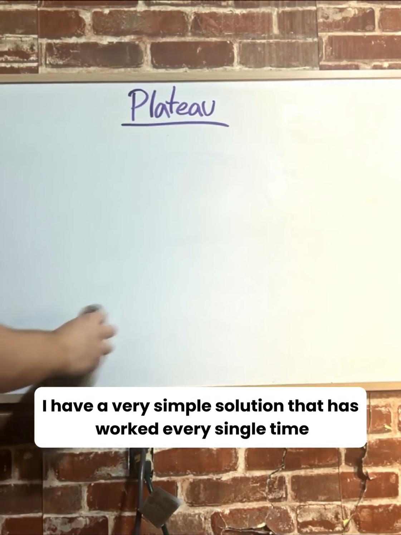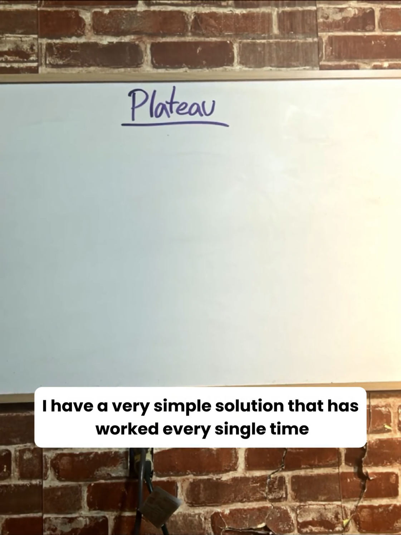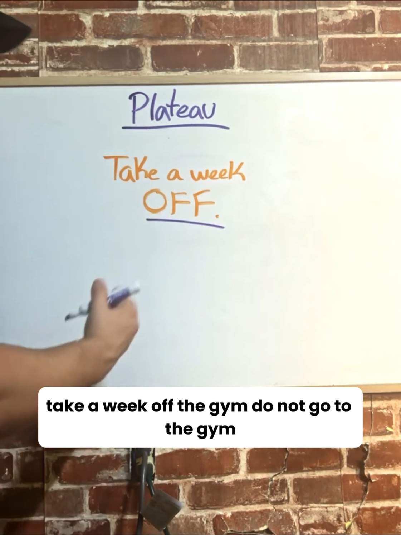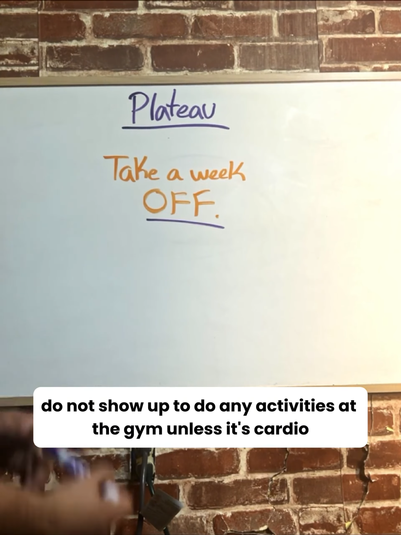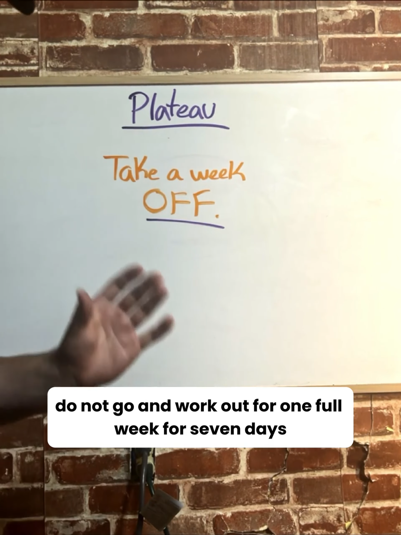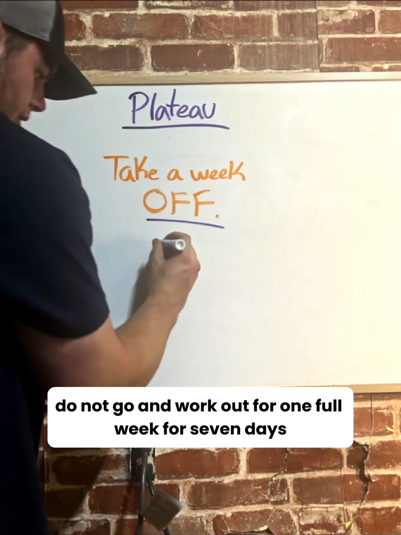I have a very simple solution that has worked every single time, and that is to take a week off. Take a week off the gym. Do not go to the gym. Do not show up to do any activities at the gym unless it's cardio. Do not go and work out for 1 full week, for 7 days.